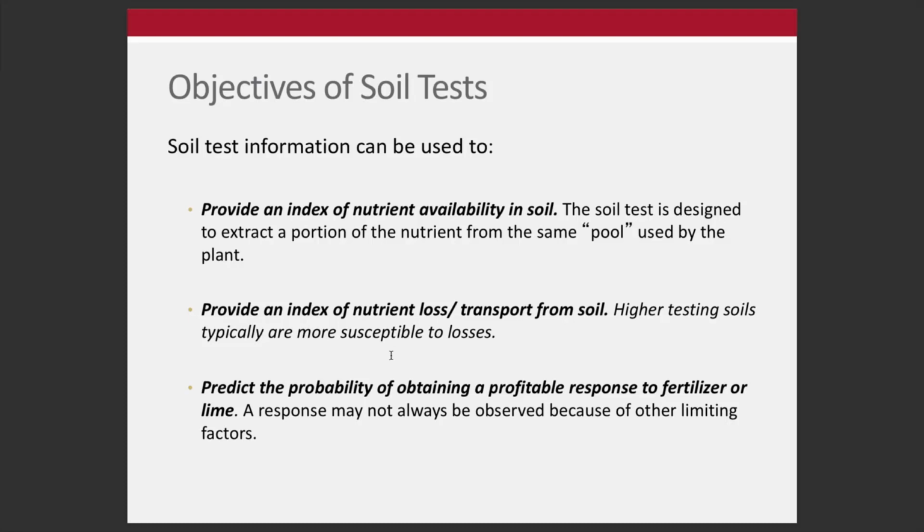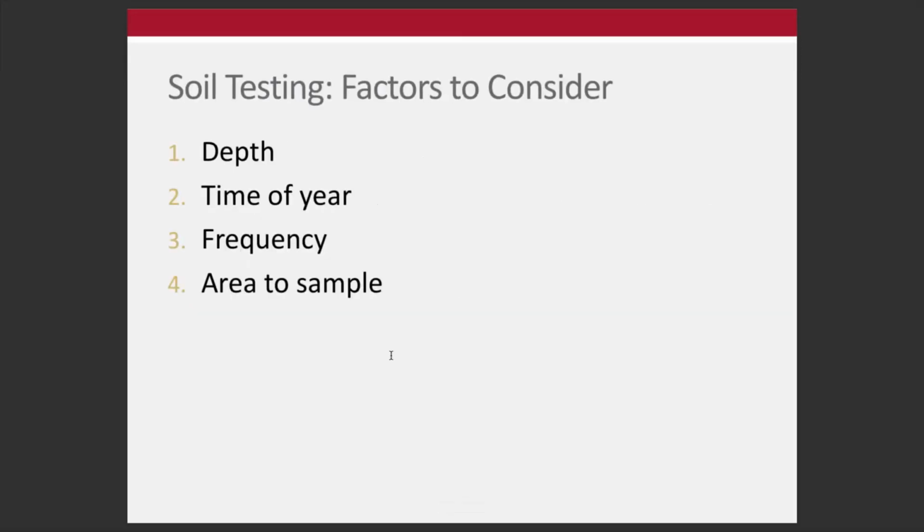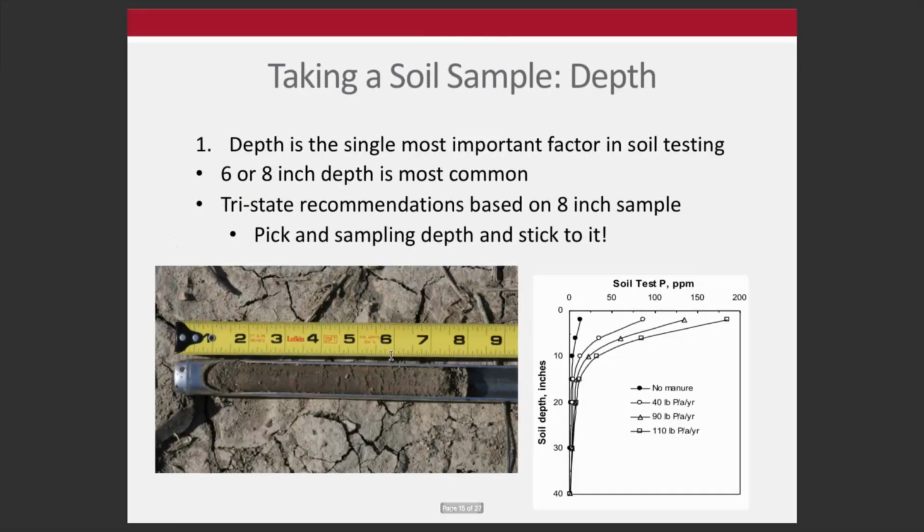So there's a number of different reasons why we might want a soil test in the first place. And anytime we soil test, we need to consider at least 4 factors. These would be the primary ones that I would point people to: depth, time of year that we sample, the frequency or the intervals between samplings, and then the actual area to sample. So let's dive into each one of these, okay?